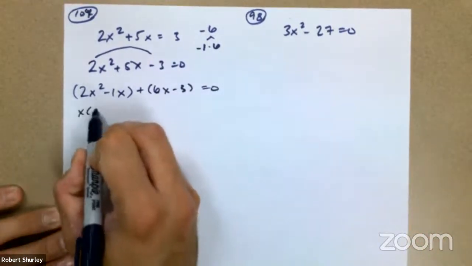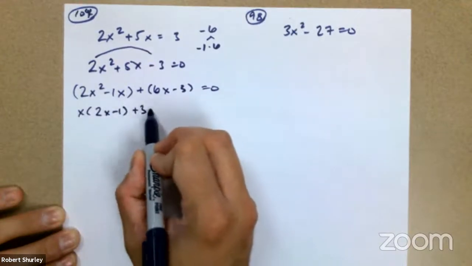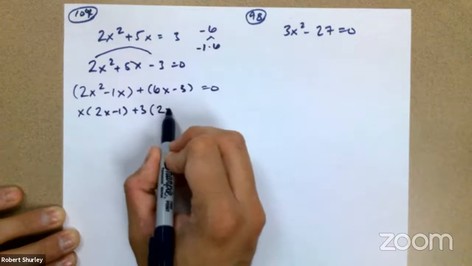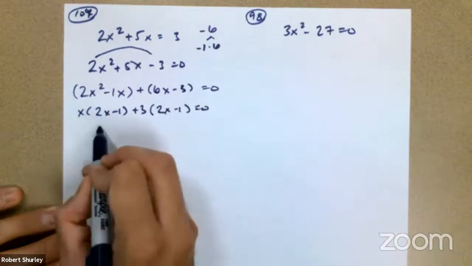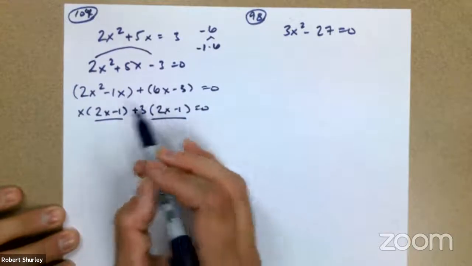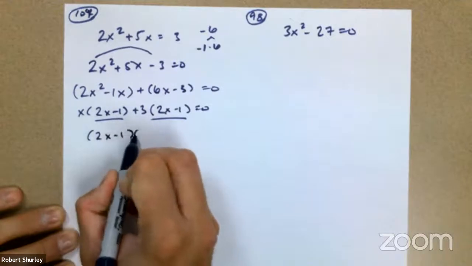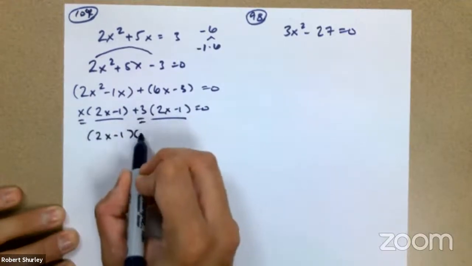I can take the x out, so I get 2x minus 1. And then over here, I can take a 3 out. I get 2x minus 1. So then these match. If you've never seen this before, these two groups have to match. What you're doing is actually factoring them out, and you're left with x plus 3.